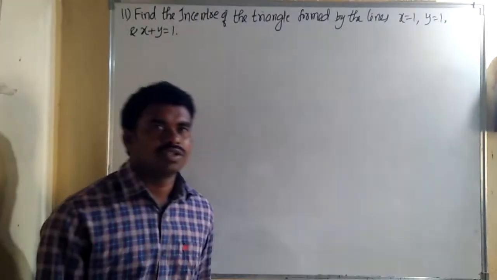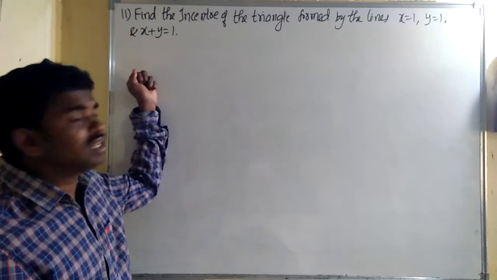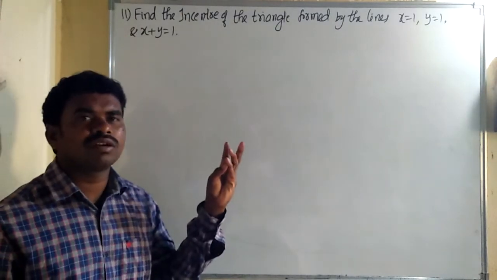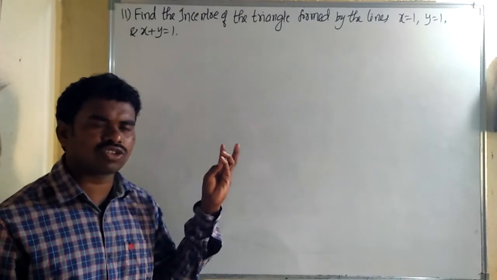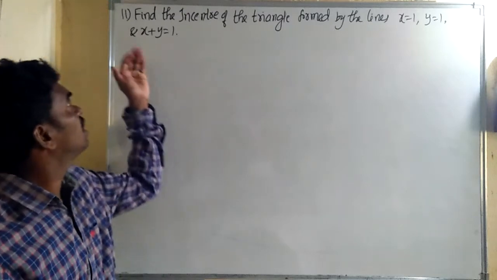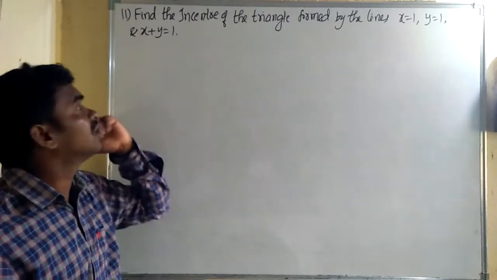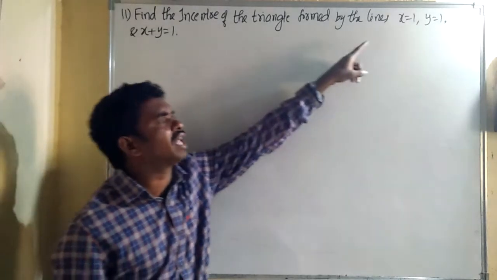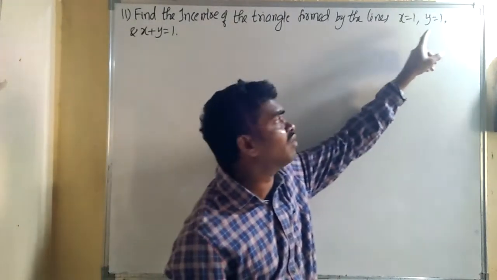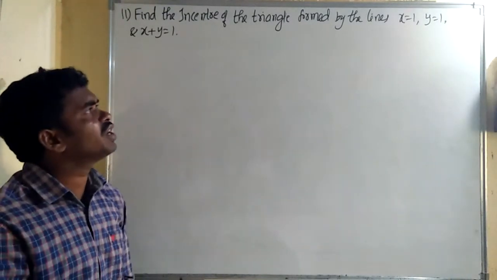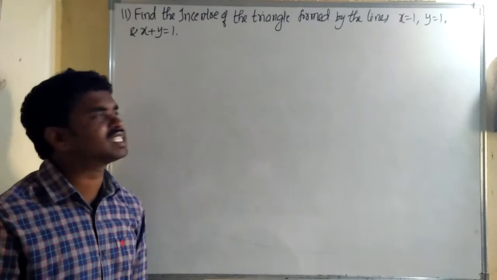Okay, let us take the first question. The 11th one means, circumcenter 5 questions and orthocenter 5 questions, totally 10 long questions completed. So start from the 11th. Find the incentre of the triangle formed by the lines x equal to 1, y equal to 1 and x plus y equal to 1. By using these three conditions, we should find the incentre.